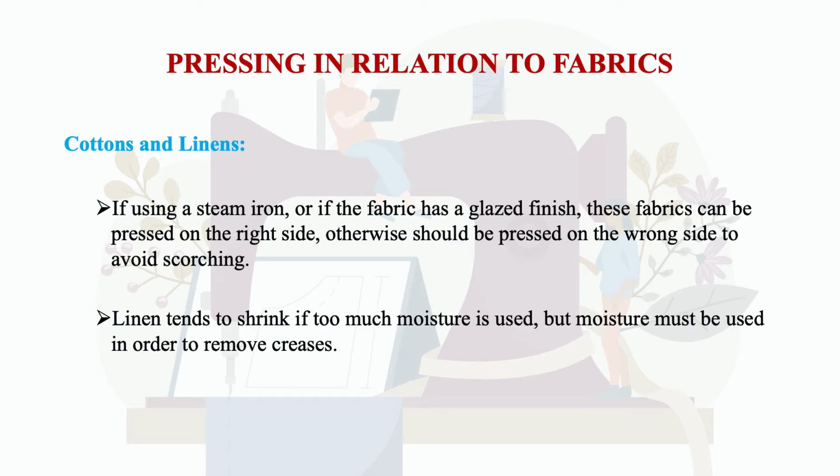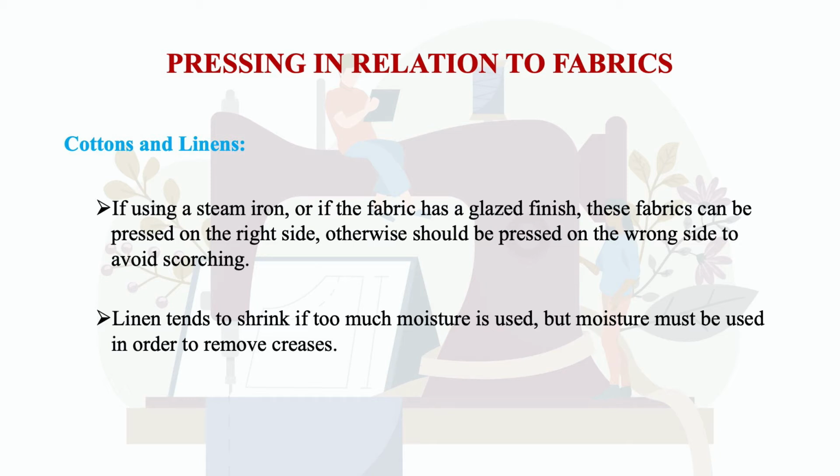Linen tends to shrink if too much moisture is used. Like when we use too much moisture or steam iron, it shrinks. But moisture must be used in order to remove the crease. So this is how we do the pressing for cotton and linen fabric.